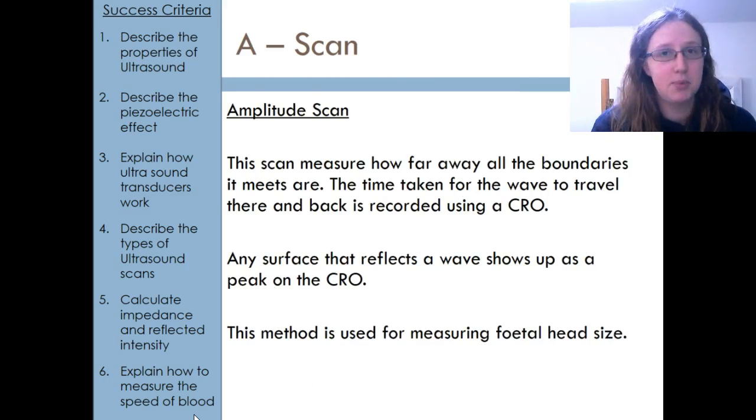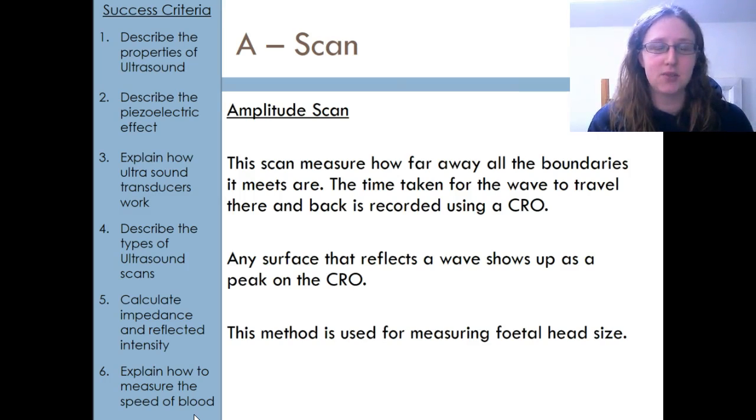Now there are two types of ultrasound scan that are often used. There is an A scan, which stands for Amplitude Scan, and this basically is measuring how far away all the boundaries in the body are. And we do that by recording the time it takes for the wave to travel there and back, and we measure that using a CRO, so a cathode ray oscilloscope. And any time that the wave hits a surface, we'll see a peak in the trace on the cathode ray oscilloscope.